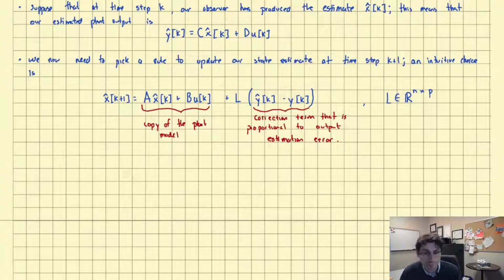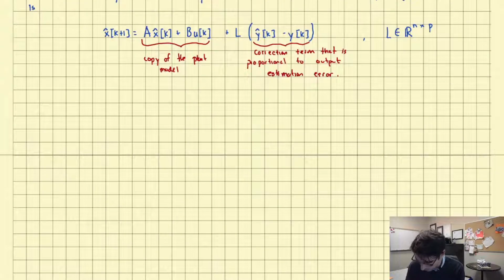That's the only thing that isn't fixed in some sense by the plant model. Okay, so my argument is this is sort of an intuitive or simplistic way of thinking about this observer design. You could have chosen anything here, right? This is our choice, but let's try this one and see if it works.